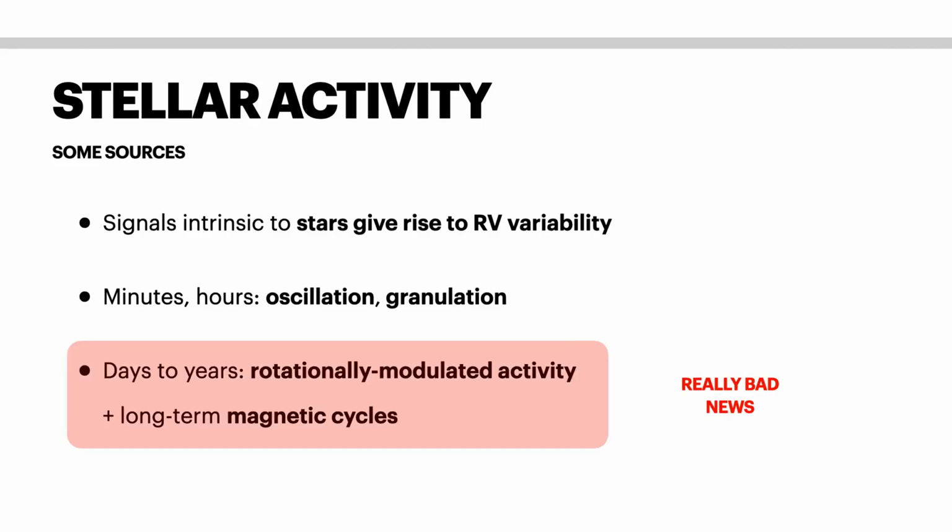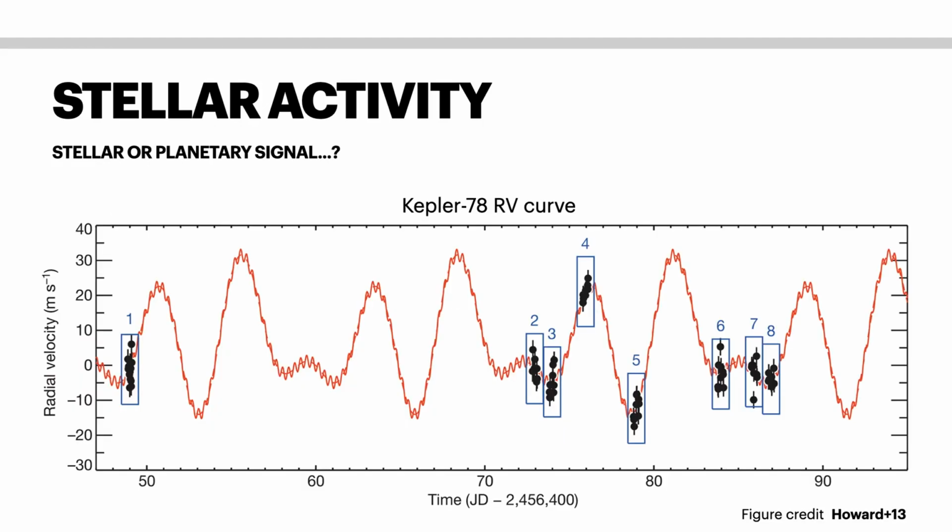In any case, it's these rotationally modulated activity signals that usually cause planet hunters the most nightmares, because they can completely drown out, or even worse, mimic the RV signals of genuine exoplanets. Here, for example, is an RV time series from a star called Kepler-78. You can see that the star exhibits variability that's clearly periodic, repeating every 12 or so days, and with a healthy semi-amplitude of around 20 meters per second.